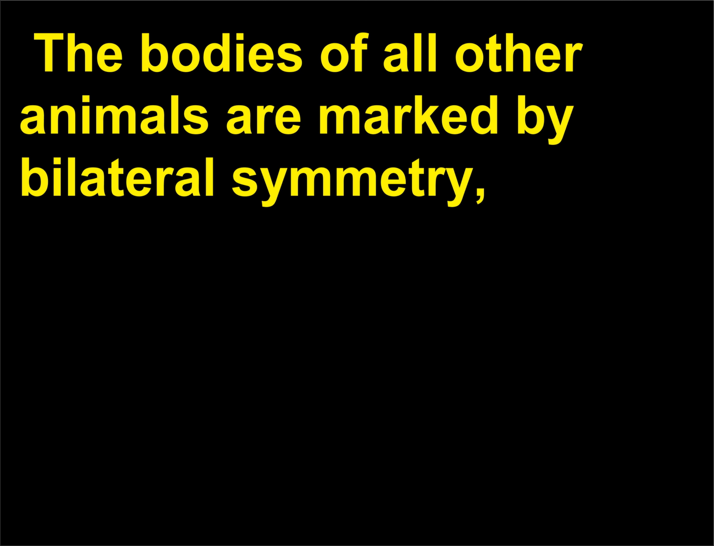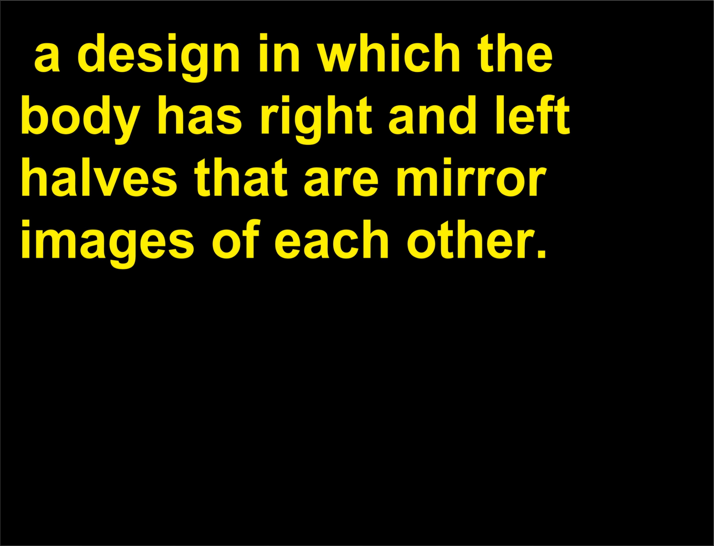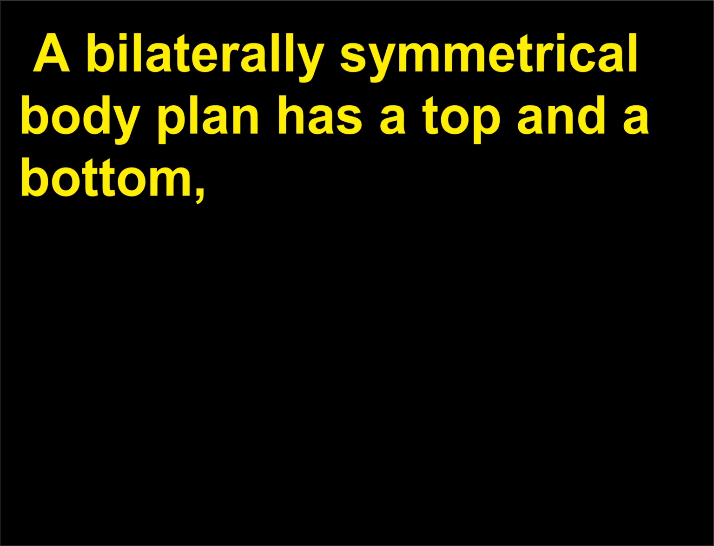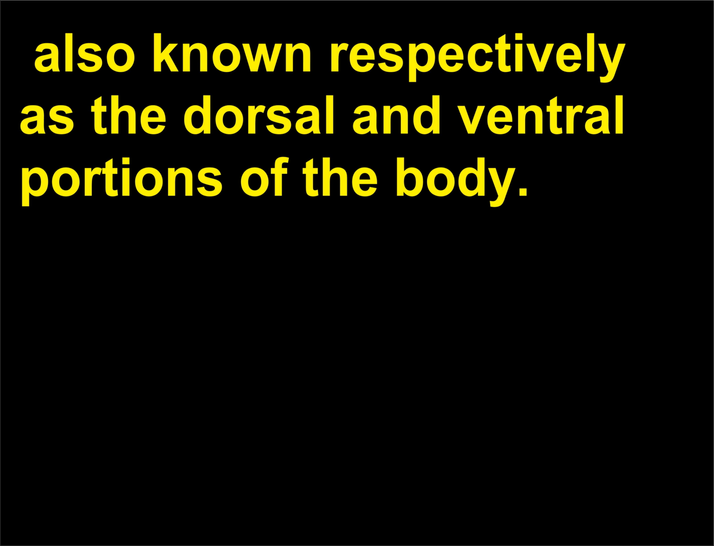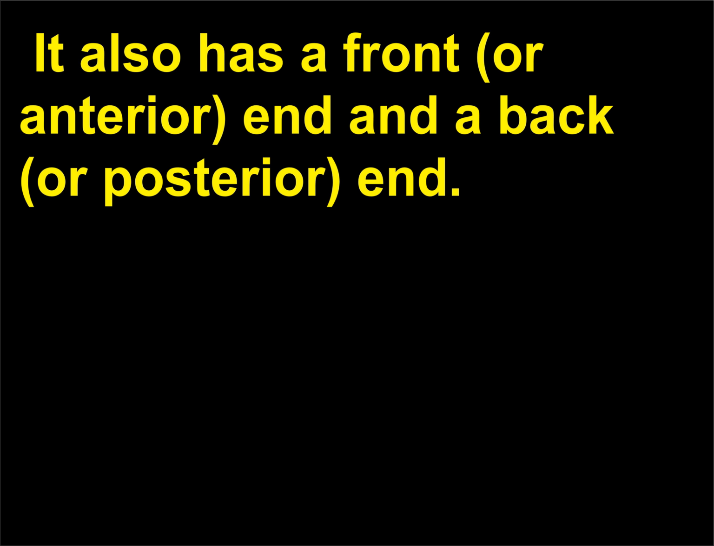The bodies of all other animals are marked by bilateral symmetry, a design in which the body has right and left halves that are mirror images of each other. A bilaterally symmetrical body plan has a top and a bottom, also known respectively as the dorsal and ventral portions of the body. It also has a front, or anterior, end and a back, or posterior, end.